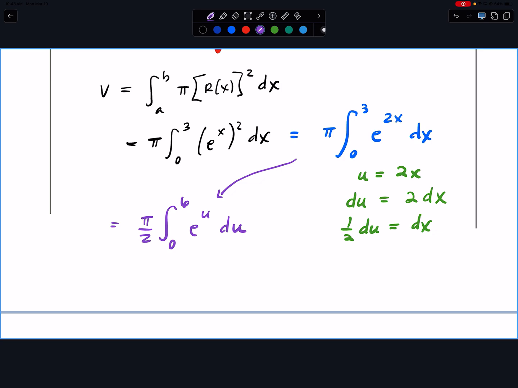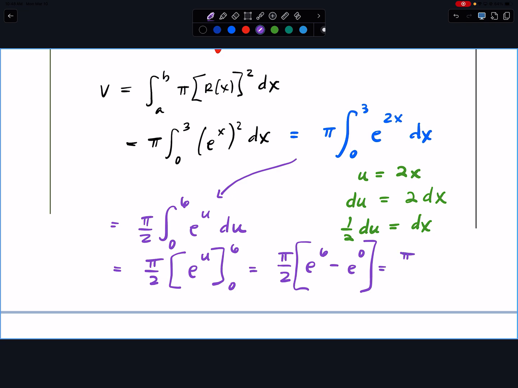Okay? Now, we like this because what's the antiderivative of e to the u? It's just e to the u. So this is going to be pi over 2 times e to the u from 0 to 6, which is going to be pi over 2 times, if I plug in my upper bound, e to the 6th, minus, if I plug in my lower bound, e to the 0. What's anything to the 0 power? 1. So this is my exact volume.